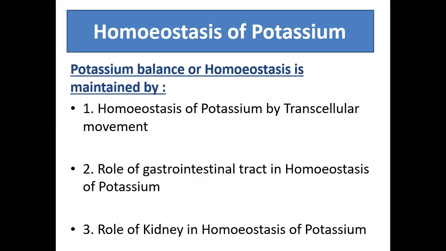Homeostasis of potassium is maintained by transcellular movement, and then the gastrointestinal tract also has a role in homeostasis of potassium, and then we have the role of the kidney, which also has a role in homeostasis of potassium.